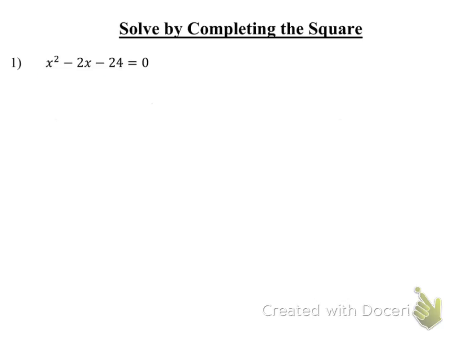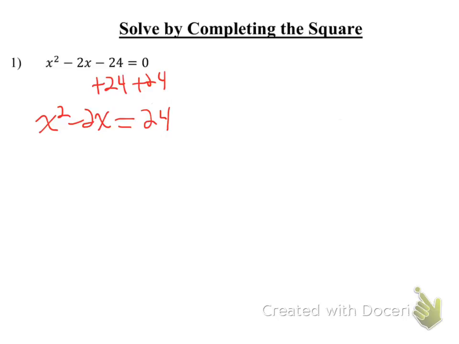I want to use this to show you that there are other ways it could be done. You also learned how to solve by square root, and that involved getting whatever is squared by itself and taking the square root of each side. So this is going to kind of use both. The first thing that we're going to do here is add 24 to each side. We want anything with an x on the same side and everything else on the other. So now we have x squared minus 2x equals 24.